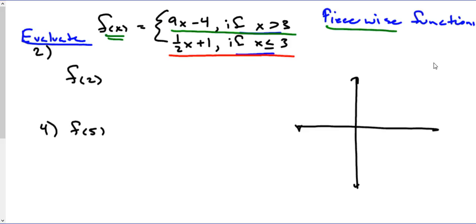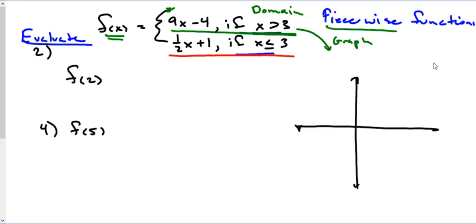So to do this, we're going to do the green one first, the top function. Now this function 9x minus 4 is a line. We're only using this function, and this is the important part because this is a domain, for only the x values that are greater than 3. So what does that mean? Well, if you wanted to figure this out, we're going to take this function and graph it.